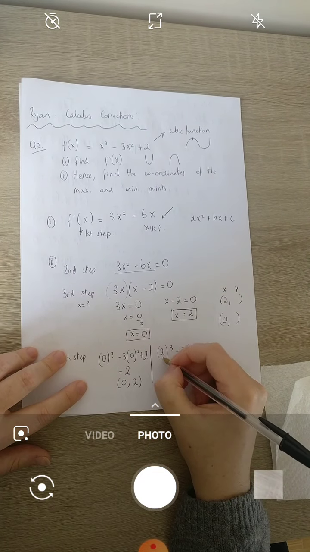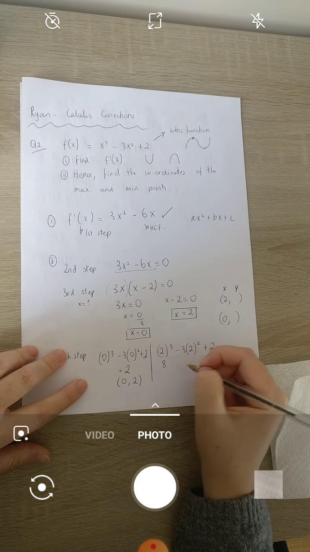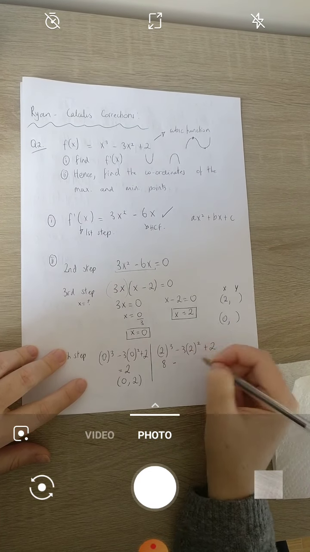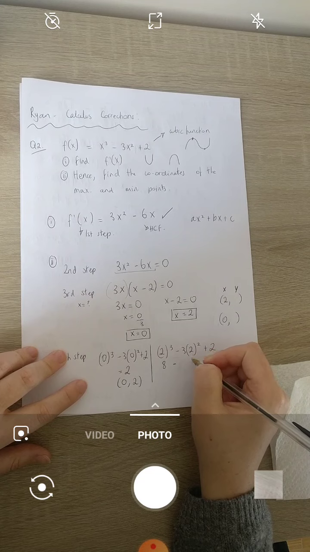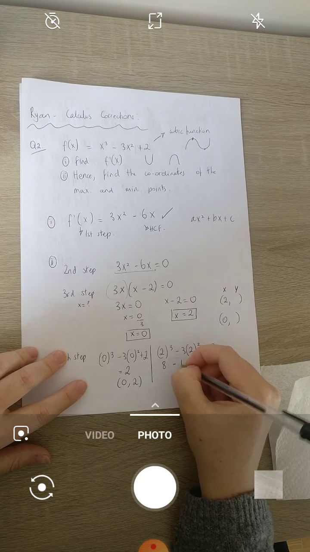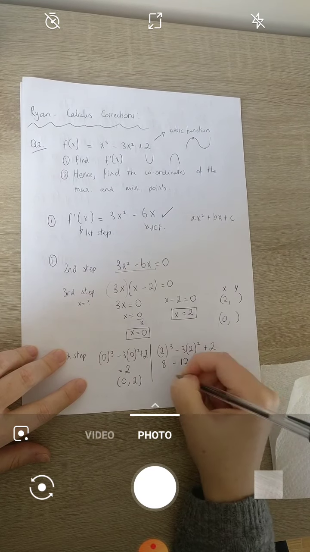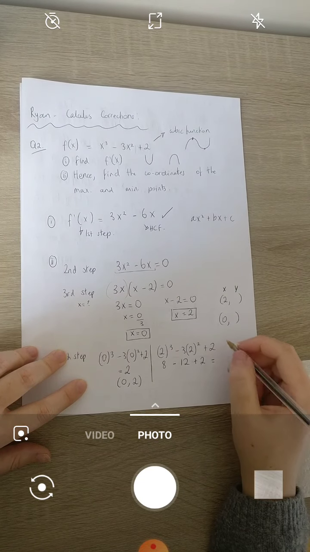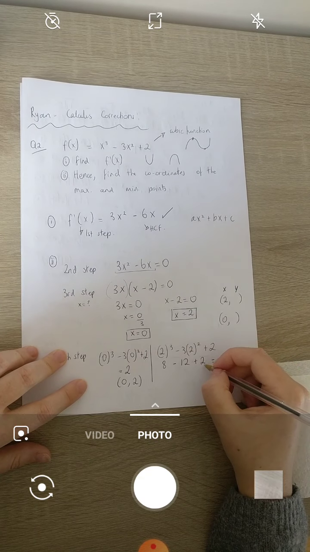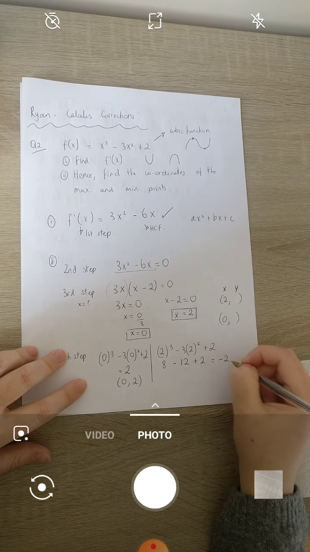And over here, 2 by 2 by 2 is 8. Minus 2 by 2 is 4. 3 fours is 12. Plus 2. 8 minus 12 is minus 4, minus 4 plus 2 is minus 2.